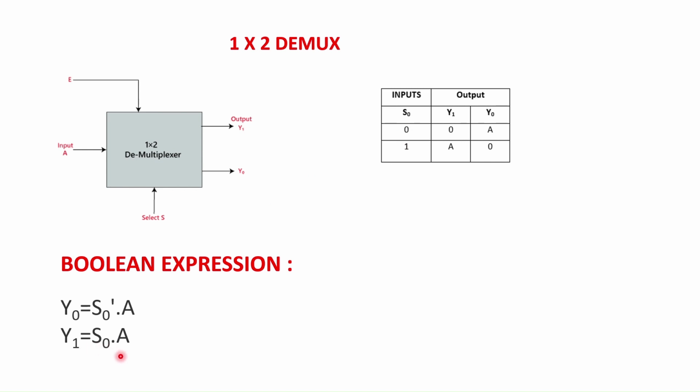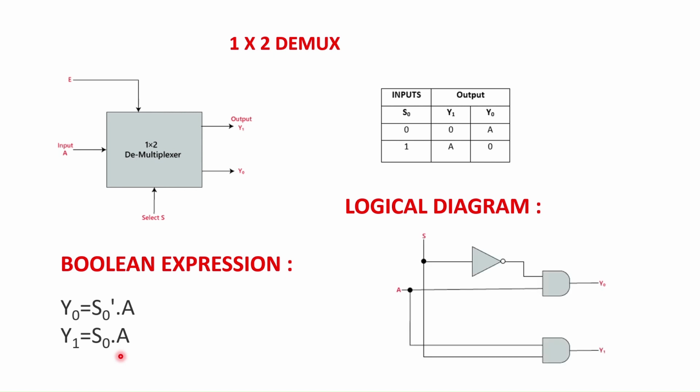Then the logic diagram. This is the logical diagram for the 1:2 demultiplexer. The first output y0 is obtained by using this AND gate. S is passed into an inverter to get S0 bar, and both S0 bar and A are passed to the AND gate to derive y0. S and A are passed as input for another AND gate to derive the expression for y1. This is the logical diagram for the 1:2 demultiplexer.